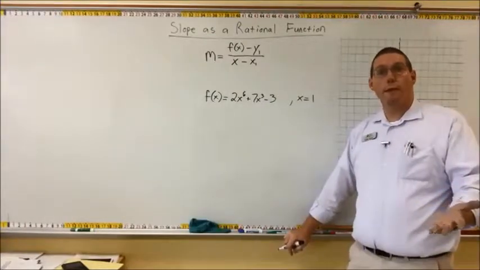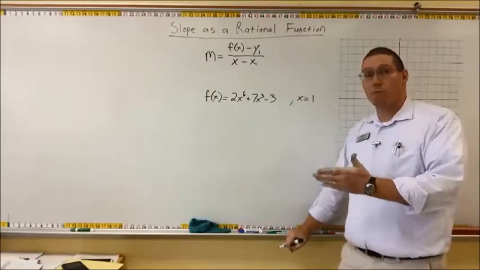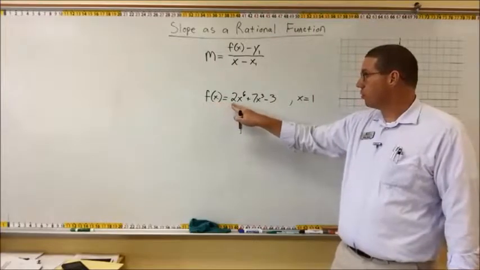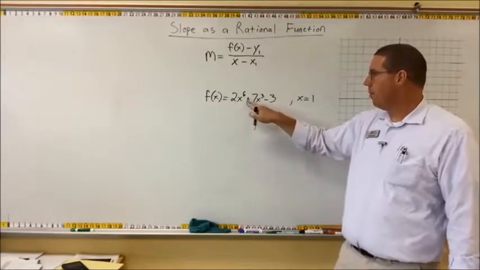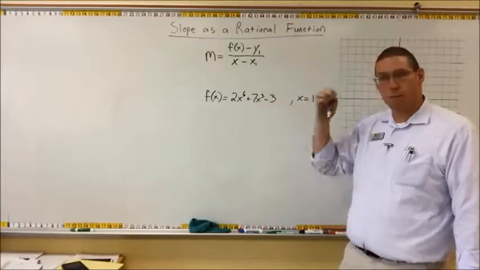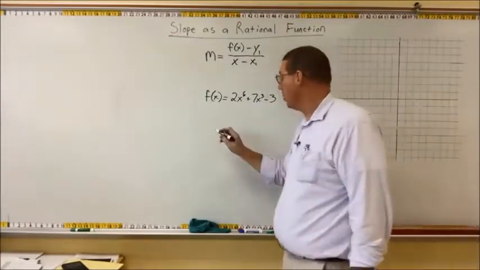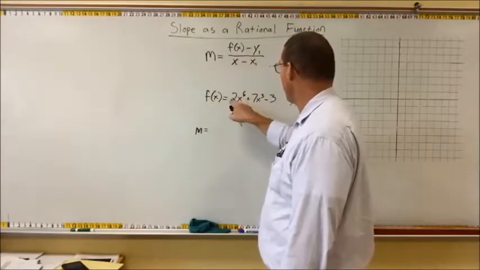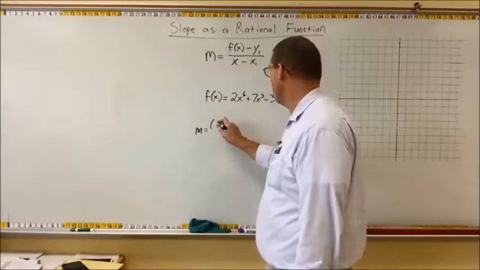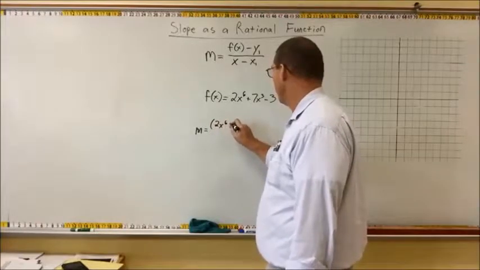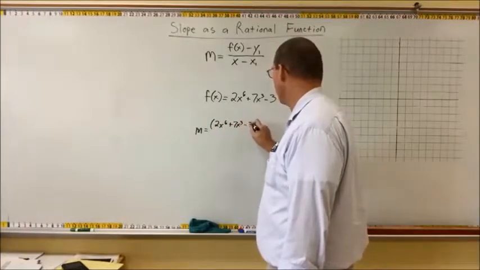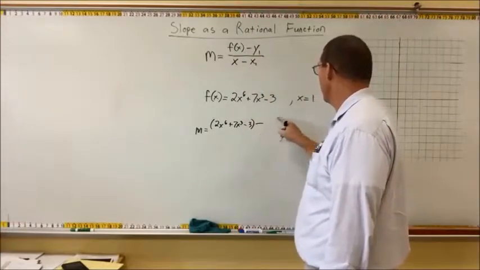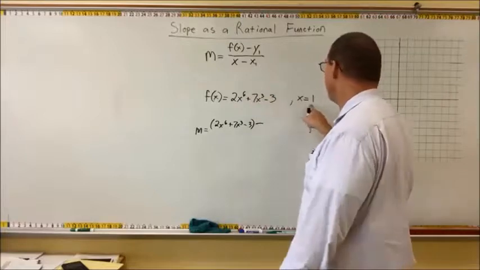Okay, so I want you to write slope as a rational function for the function f of x is equal to 2x to the 6th power plus 7x to the 3rd power minus 3. So we're going to go m is equal to, and then instead of writing f of x, we're going to write what f of x is equal to. In parentheses, 2x to the 6th plus 7x to the 3rd minus 3 minus whatever this is equal to if we plug 1 in.